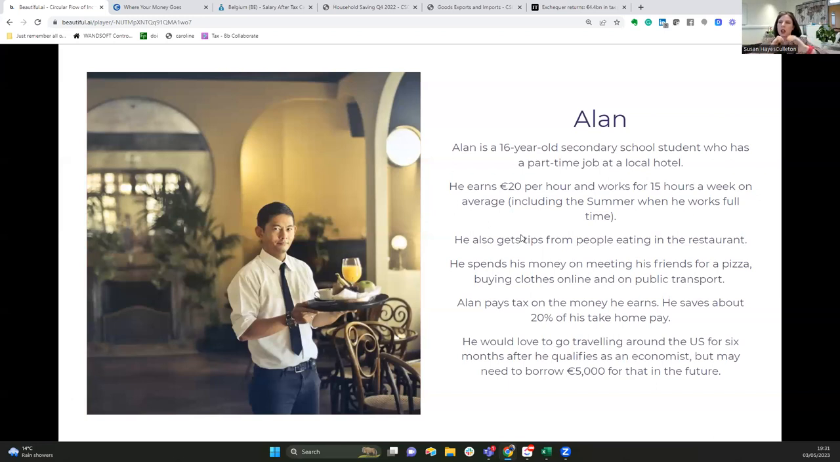He's importing clothes from the UK and Spain. He's exporting his customer service via a tip from the people who come to the restaurant.